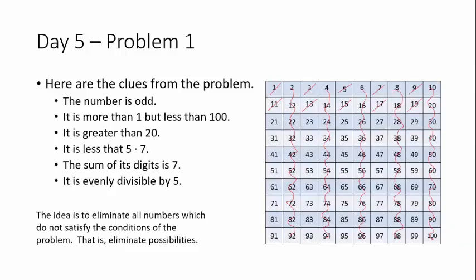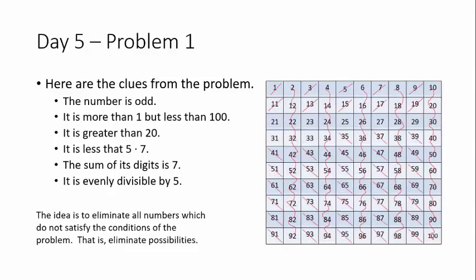The next clue, it is less than 5 times 7. 5 times 7 is 35. Since our mystery number is less than 35, I can eliminate all of the integers that are 35 and greater. So I'll mark them out now. You can see now that I've marked out all of the integers that are 35 and greater. So there are just a few left to be considered.